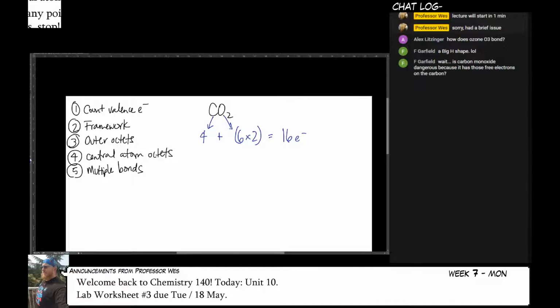All right, let's do step 2. I'm going to do the framework. C is listed first. It's the central atom. So I'm going to put the oxygens around it. You can put them wherever you want to. It doesn't matter. Anywhere's good. What you do need to do, though, is connect them. So I'm going to do this.